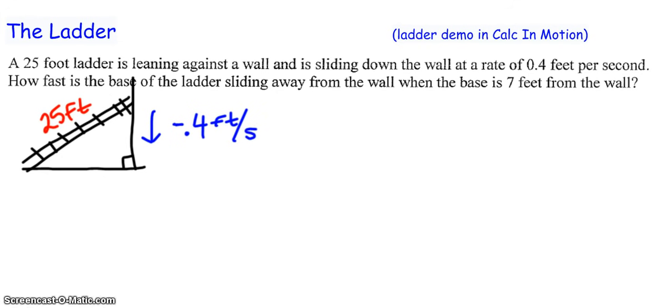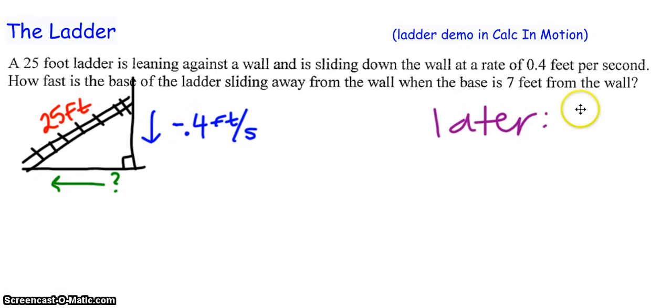How fast is the base of the ladder sliding away from the wall at the moment when the base is 7 feet from the wall? Ooh, the moment. Oh, later. That'll be after we take the derivative. And the base is equal to 7.